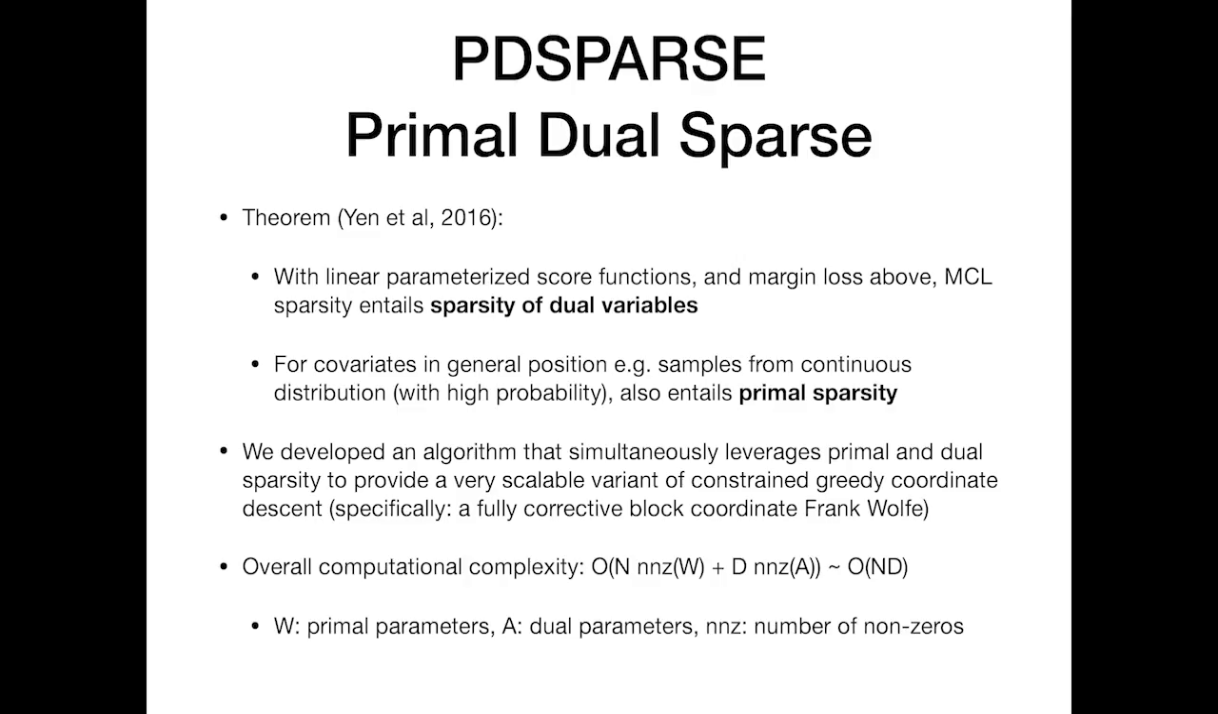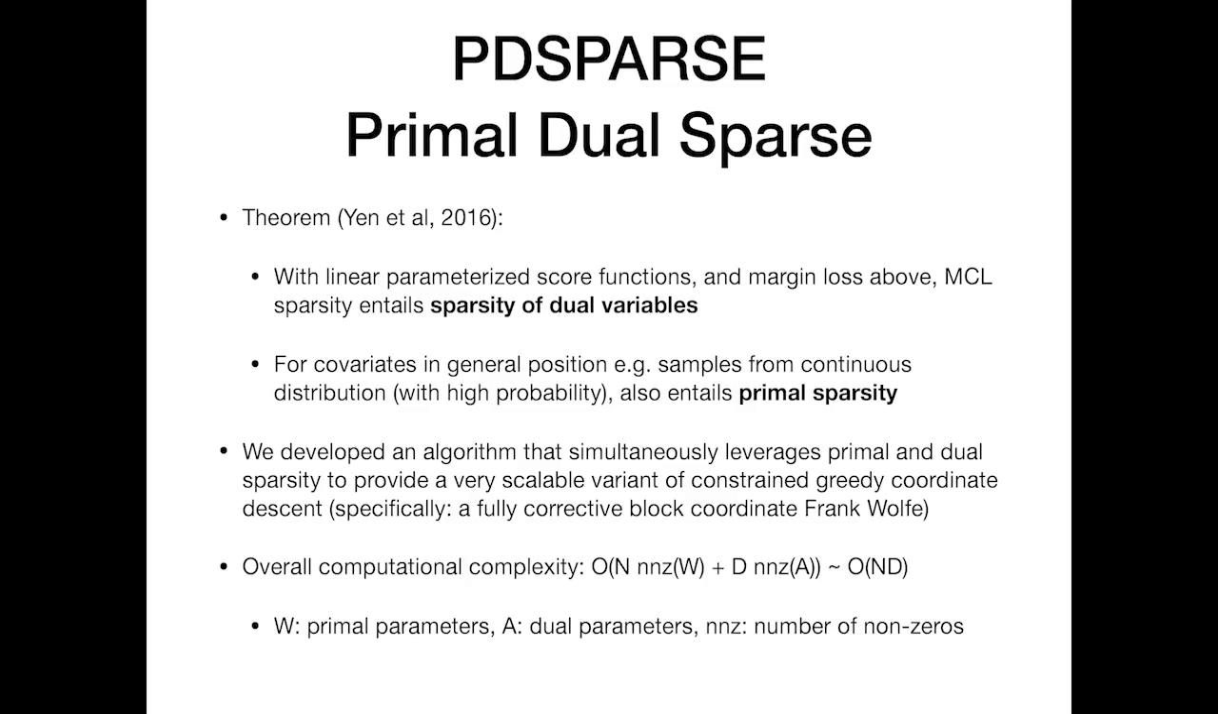Okay, and so what we did was we developed an algorithm that simultaneously leverages the primal and dual sparsity so that it can compute gradients efficiently and compute the optimum efficiently. So it's essentially based on a very scalable variant of constrained greedy coordinate descent, right? Coordinate descent with constraints is essentially Frank-Wolfe. What we essentially used was a fully corrective block coordinate Frank-Wolfe. But if you throw out the constraints, what you would end up with is greedy coordinate descent, where you pick coordinates one by one.